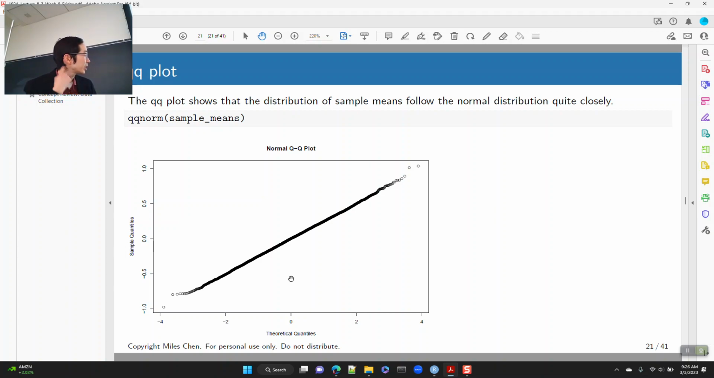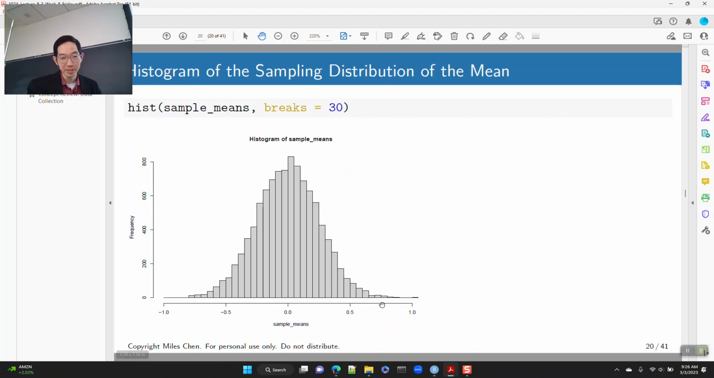I can draw a QQ plot, and what we see is that these dots are almost perfectly in a straight line. Basically, the theoretical quantiles and the sample quantiles that I got are in close alignment. And you might always see a little bit of deviation in the tails. Basically, we're just saying we got a few more here than we might have expected.